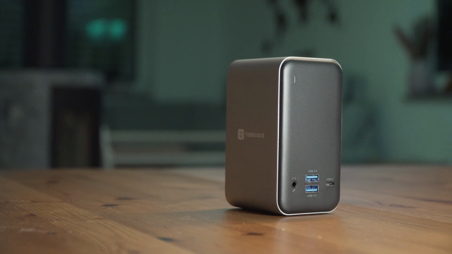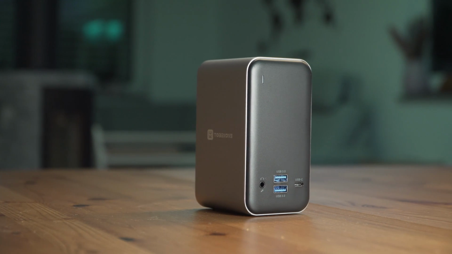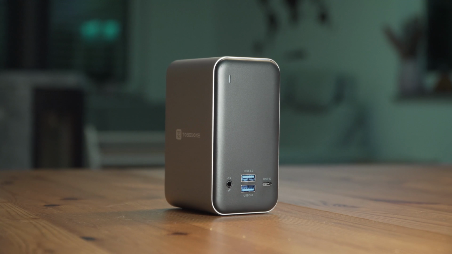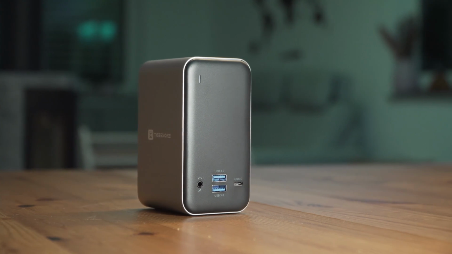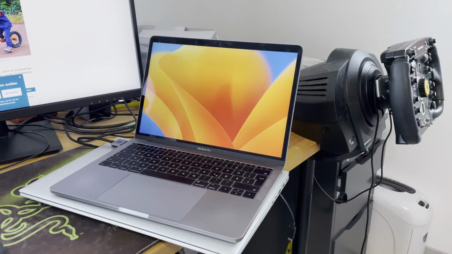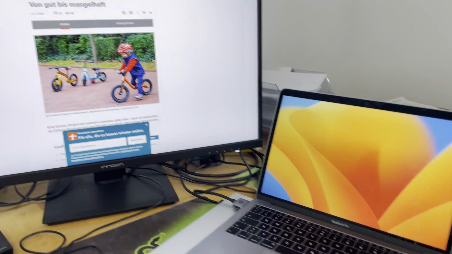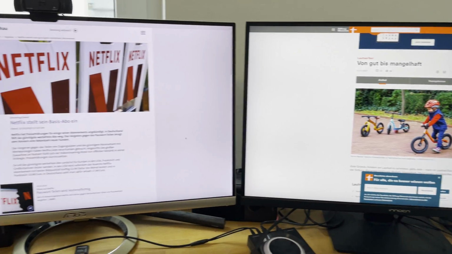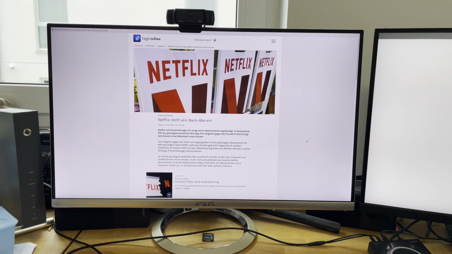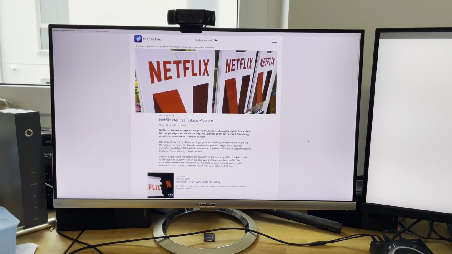The MacBook and many other laptops have very few connections anymore, so some sort of docking station is pretty much a must-have. The Tobenone Docking Station makes it possible to connect two 4K monitors and lots of other things to your MacBook. Let's have a closer look at it.